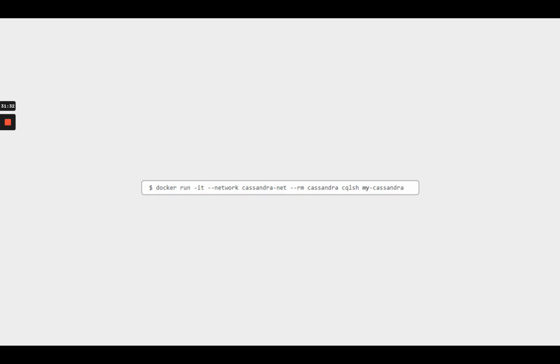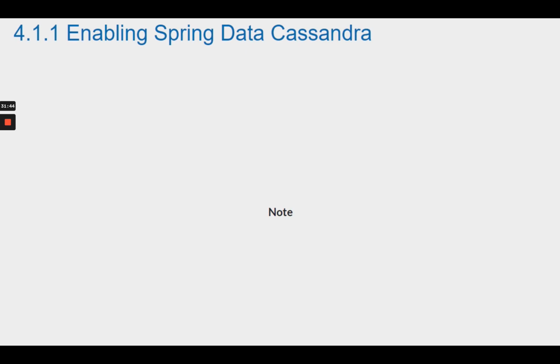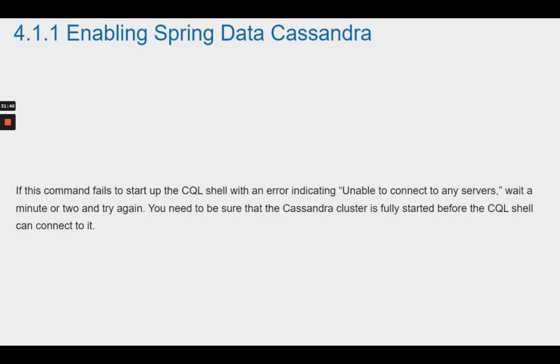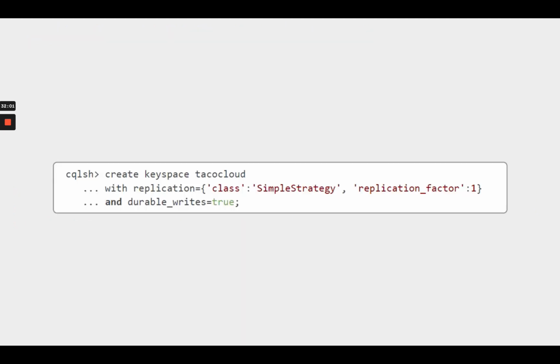Using the Cassandra CQL, Cassandra Query Language, shell, you can create a key space for the Taco Cloud application. You can start the CQL shell using Docker, like this. Note: if this command fails to start up the CQL shell with an error indicating unable to connect to any servers, wait a minute or two and try again. You need to be sure that the Cassandra cluster is fully started before the CQL shell can connect to it.